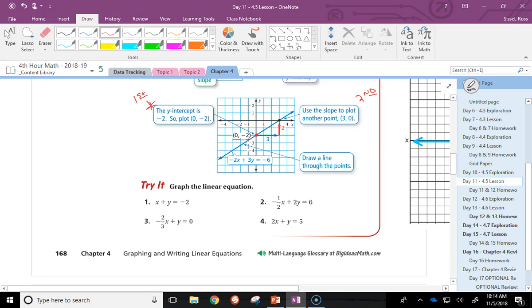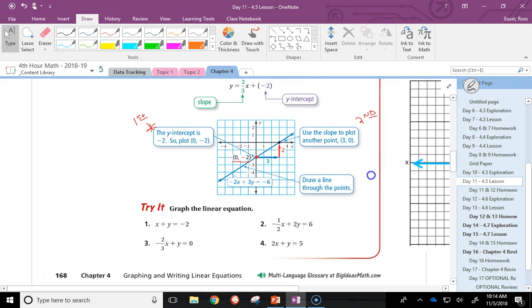Second, use the slope to plot another point. We said the slope was 2/3. Rise 2, and we're right over here. Slope 2/3. Rise over run. We went up 3, or I'm sorry, up 2. So 1, 2. We run 3. 1, 2, 3. So you see it? They plotted another point and it became 3, 0.